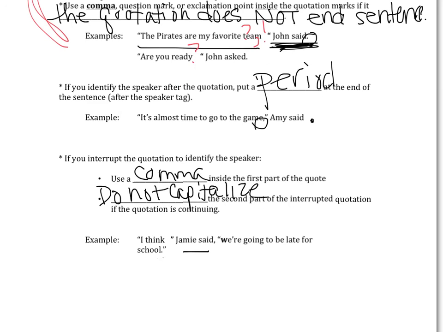So let me show you what I mean. "I think," comma, because it's not over yet, you have to put a comma inside the first part of the quote. Jamie said, comma, because it's still not over, and then lowercase w, because this is just a continuation of the first part of the sentence, "we're going to be late for school," and then period to end it. Or that could technically be an exclamation point or a question mark there too.